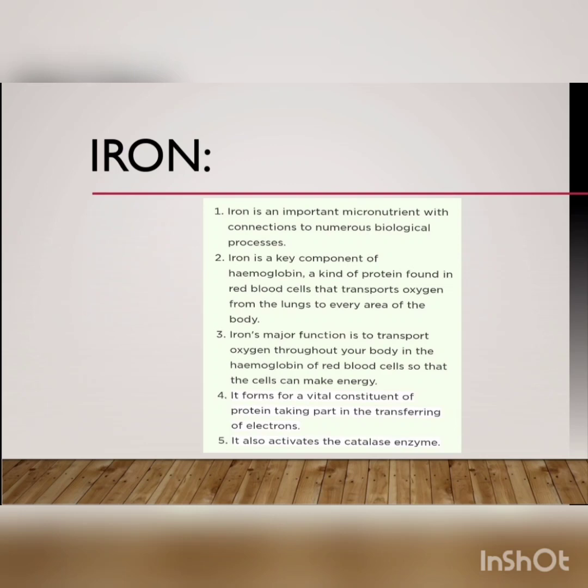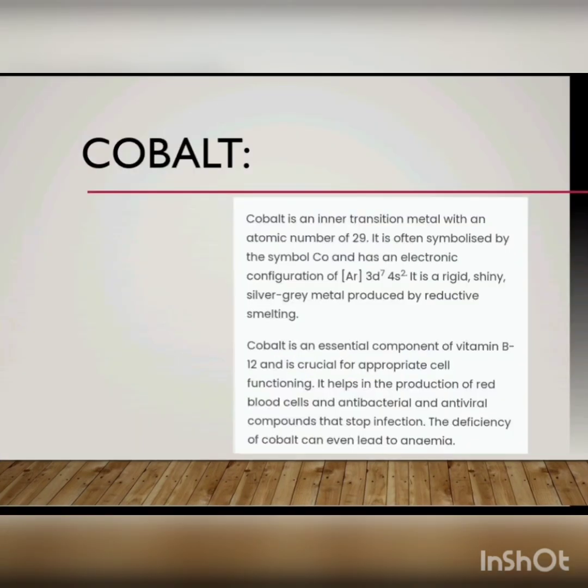Cobalt. Cobalt is an inner transition metal with an atomic number of 27, often symbolized by the symbol Co, and has an electronic configuration. It is a rich, shiny silver-grey metal produced by reductive smelting. Cobalt is an essential component of vitamin B12 and is crucial for appropriate cell functioning. It helps in the protection of RBC and in antibacterial and antiviral compounds that stop infection. The deficiency of cobalt can even lead to anemia.